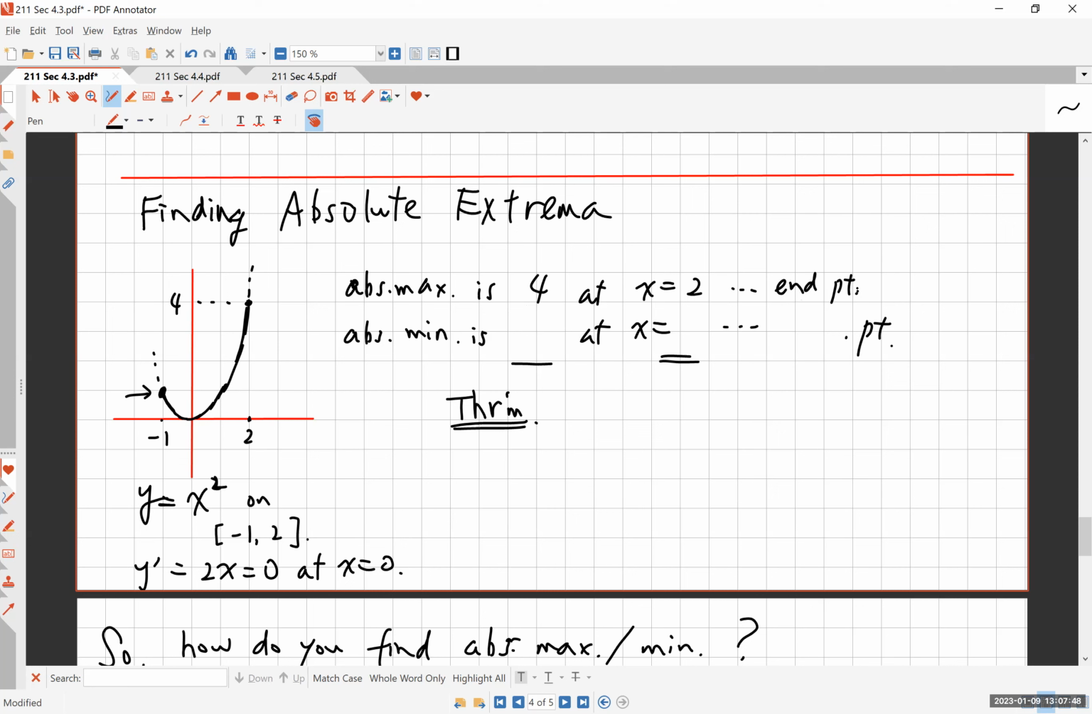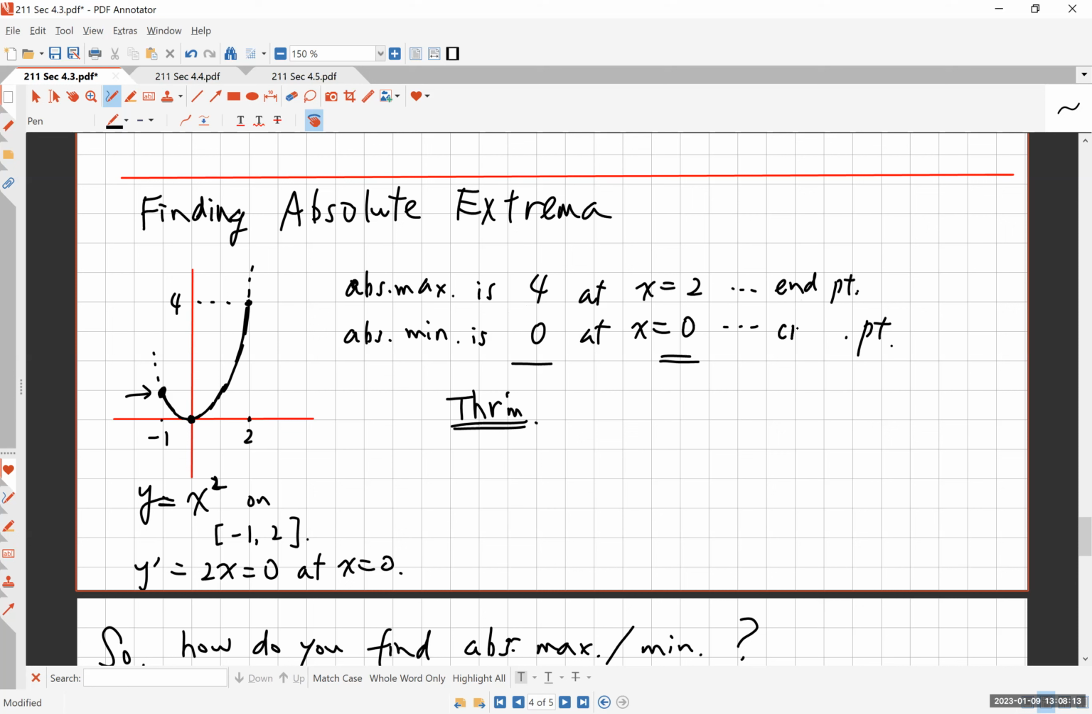The absolute minimum is not at the other endpoint, by the way, because the other endpoint is (-1, 1), and there is definitely a point that is lower than that point on the graph, which is 0, right? 0 seems to be the lowest value of y, the least value of y, and therefore the absolute minimum is 0 at x equal to 0.